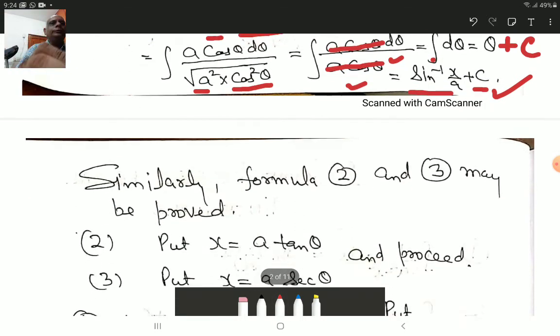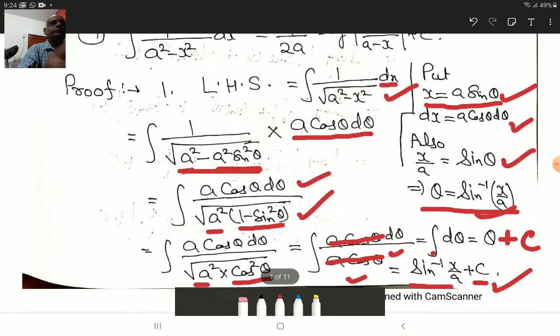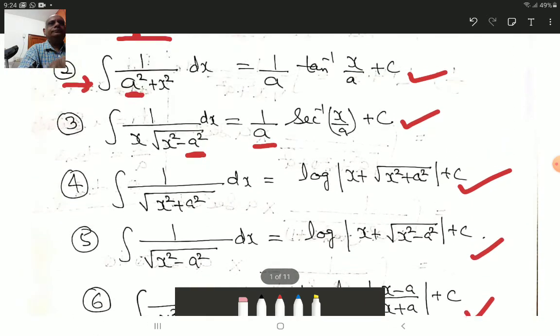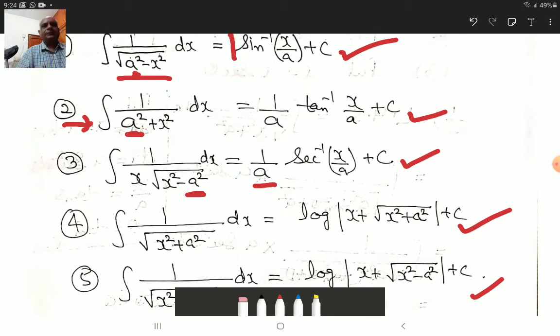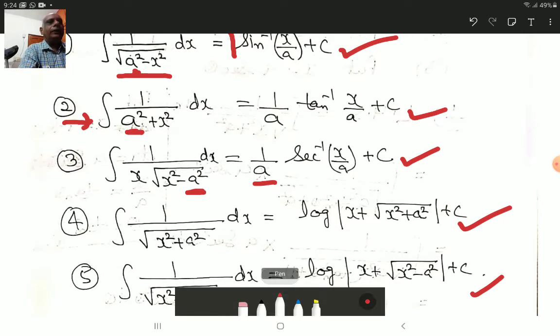So let us move to formula number 2. It was integration of 1 upon a square plus x square dx. Answer is 1 by a tan inverse x by a plus c. From the answer also you can guess that we will have to make the substitution x is equal to a tan theta. Even the answer suggests what substitution we should do. Similarly, in formula number 3, the answer is 1 by a sec inverse x by a, so you must put x is equal to a sec theta. So in the similar manner, these two formulae can be proved.